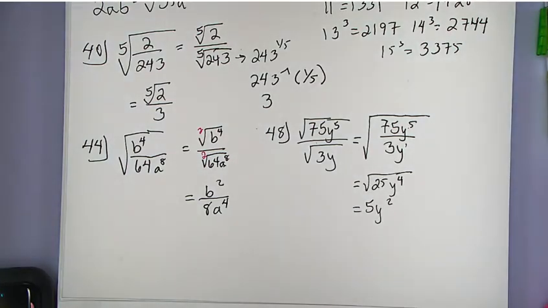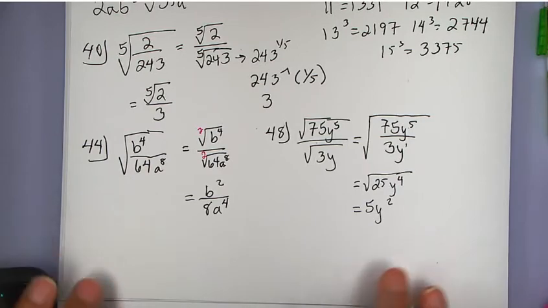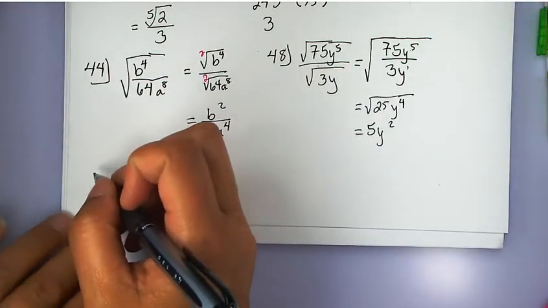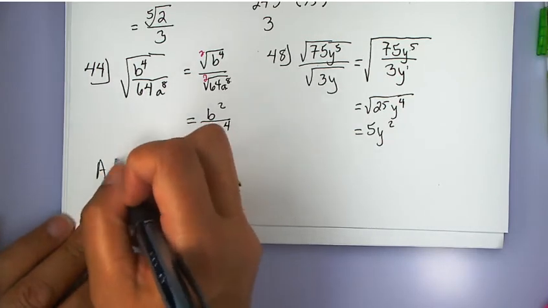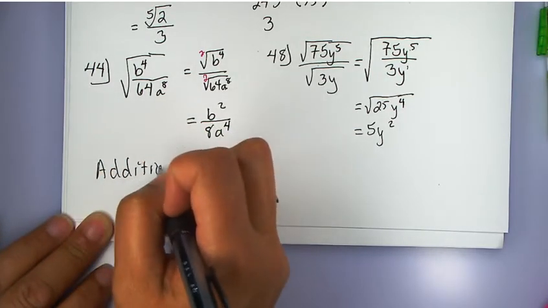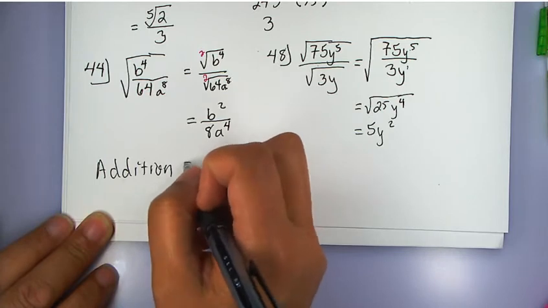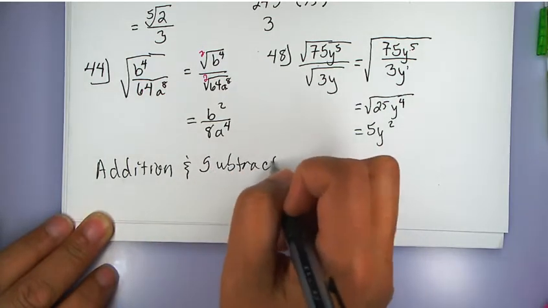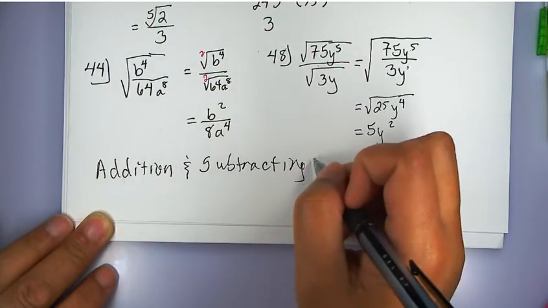So, addition and subtraction, adding and subtracting radicals. First of all, number 1, we're going to simplify first. So the first thing we're going to do is simplify. And after we simplify, we're going to treat it like combining like terms. Remember, CLT stands for combine like terms, in terms of like radicals.